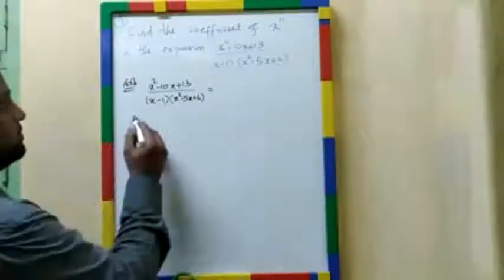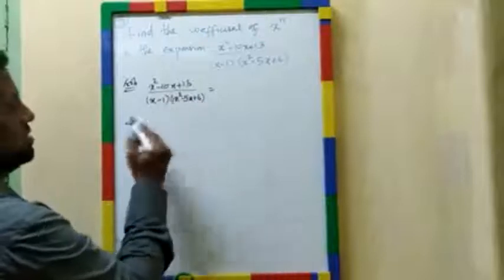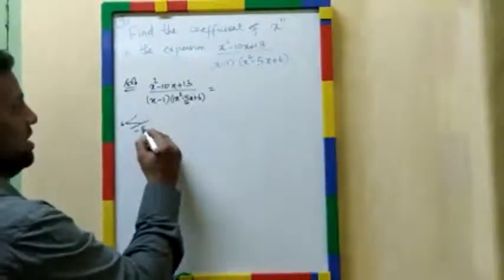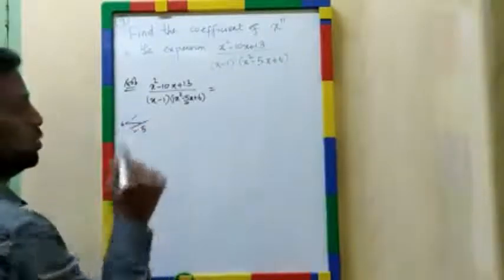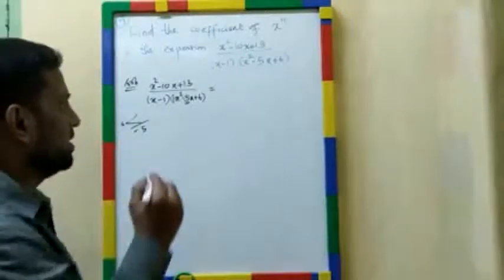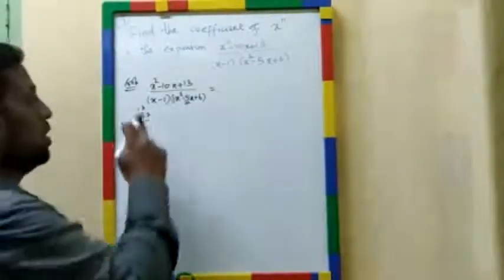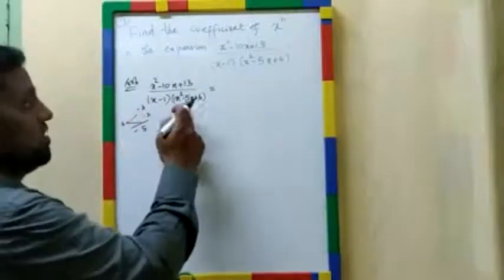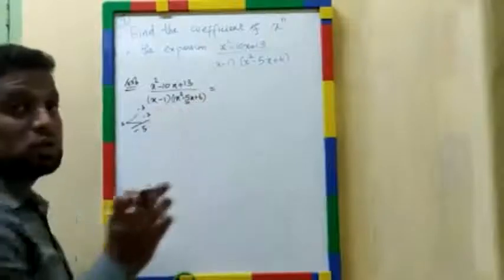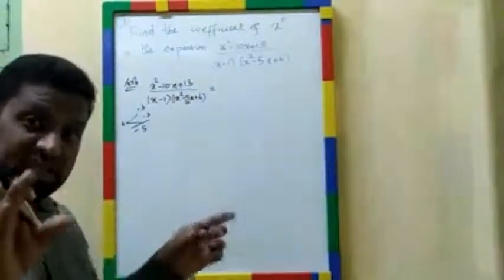See here, the coefficient of x square is 1, and 1 into 6 is 6. The coefficient of x is minus 5. So what are the two numbers whose product is plus 6 and whose sum is minus 5? Minus 3 and minus 2. So minus 3 and minus 2 are the factors for this term, so you can easily split this polynomial.